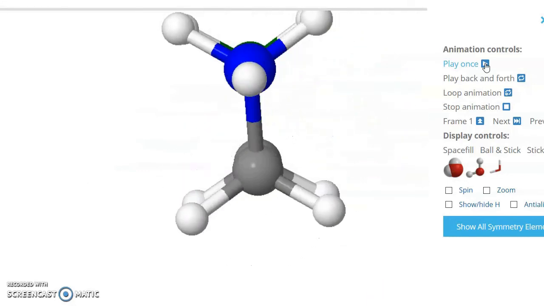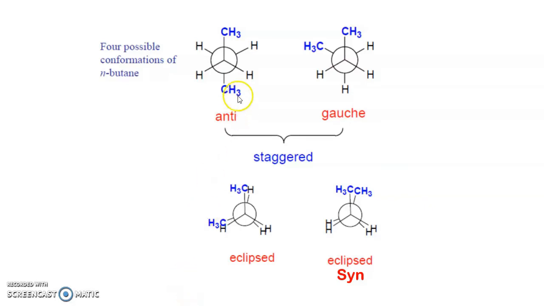Now we have to see the energy profile diagram of these conformations. So these are the four conformations of n-butane. You have the anti and gauche conformations, which fall under the staggered conformations, and you have the two eclipsed conformations, out of which, when the two methyl groups eclipse each other, the conformation is called the syn conformation.